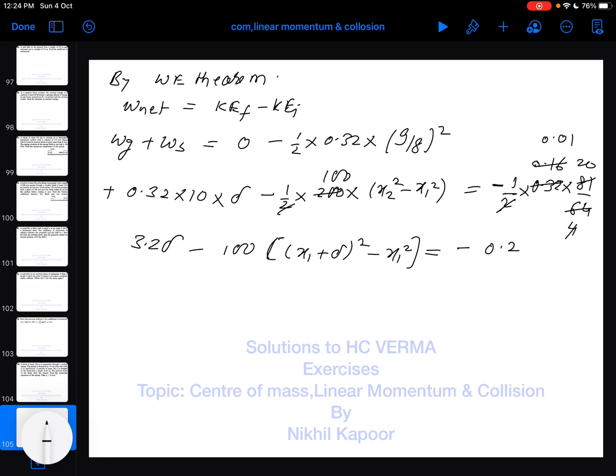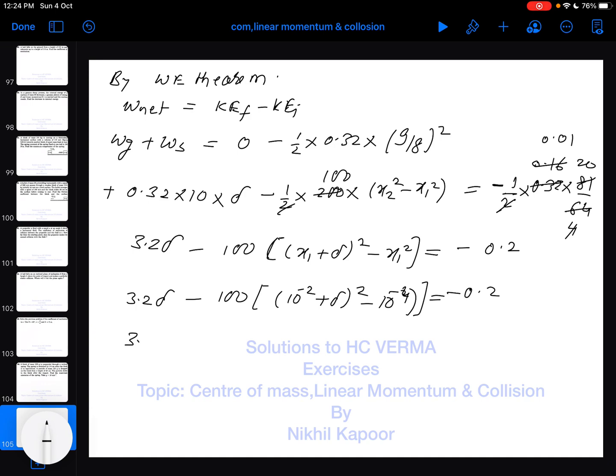Okay, now let's solve for delta. X1 is already known to us, 3.2 delta minus 100 outside, while x1 is 1 centimeter, so that would be 10 to the power minus 2 meter plus delta the whole square minus 10 raised to minus 2 whole square will be minus 4 equals to 0.2 minus 0.2.